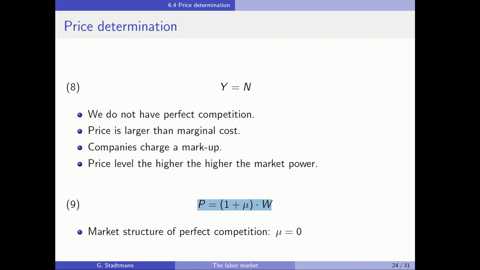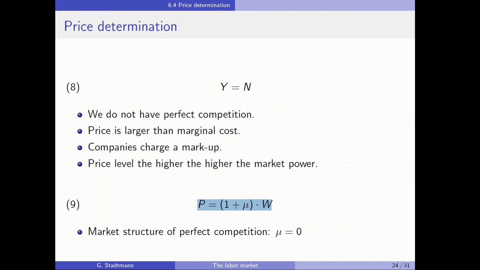We can interpret this markup mu as a kind of profit margin. Another interpretation could be that the university is not only using labor, but also has to provide a heating system to heat the lecture halls in the winter, and hence the university in the end has to pay the oil bill. The oil price will be important.